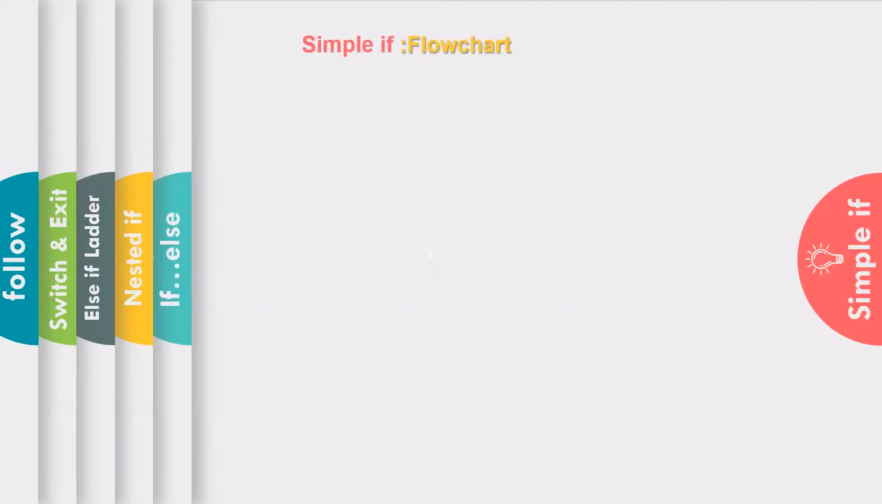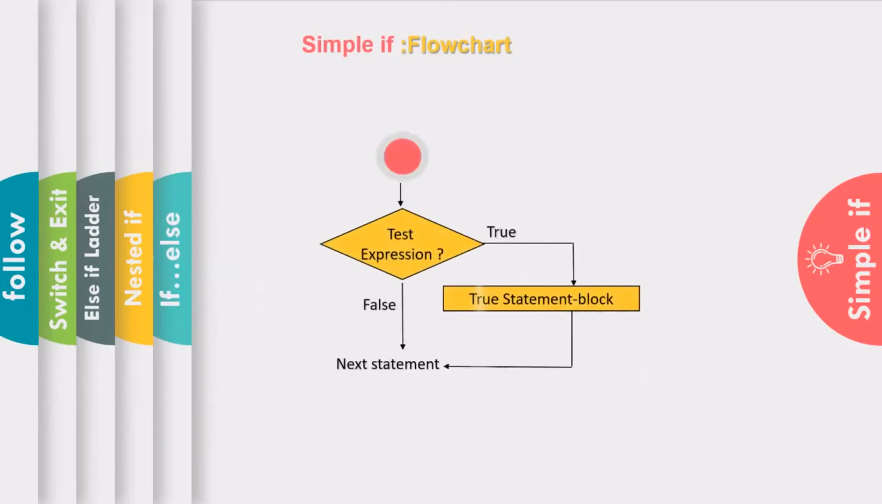This slide shows the flowchart of the simple if statement. If the test expression is true, then the statements within the block are executed and then it moves on to the next statement. If the test expression fails, that is, false, then it does not execute the statements within the block, whereas it just directly jumps on to the next statement without executing the statements inside the if block.